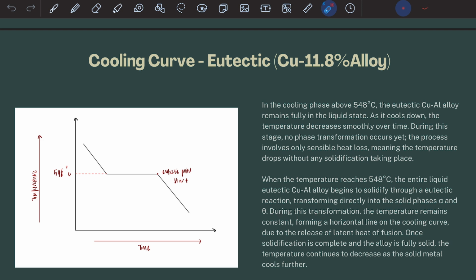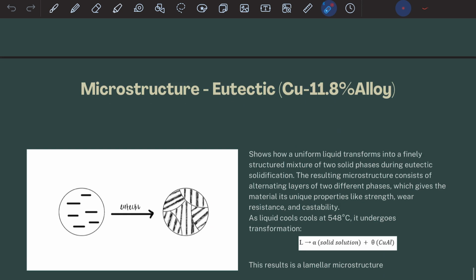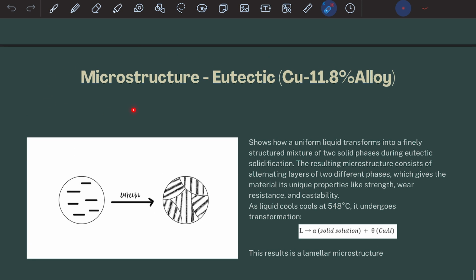And then during this transformation, the temperature remains constant, forming a horizontal line on the cooling curve due to the release of latent heat of fusion. Once solidification is complete and the alloy is fully solid, the temperature continues to decrease as the solid metal cools further. The last one is about the microstructure for eutectic.